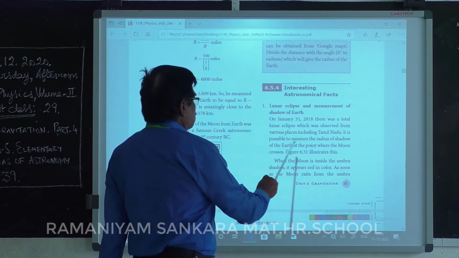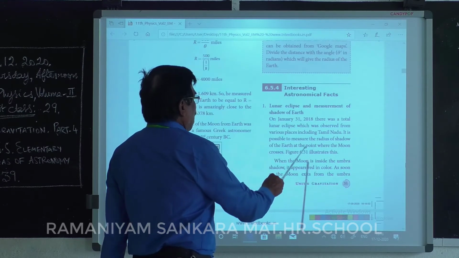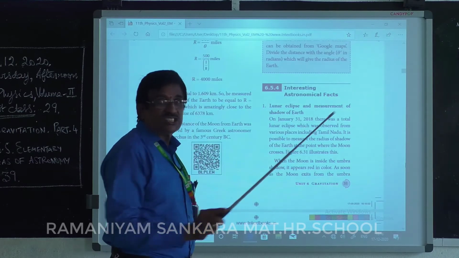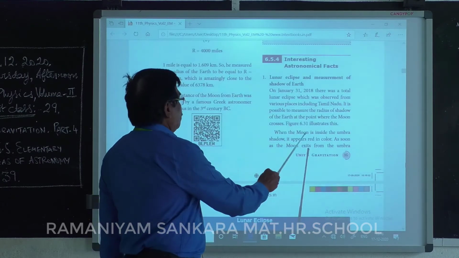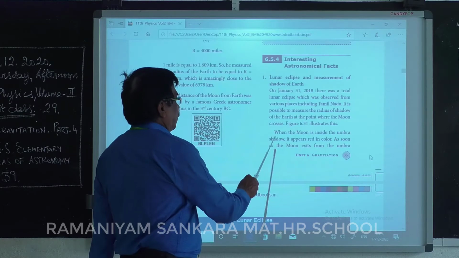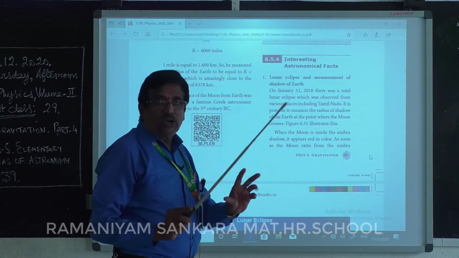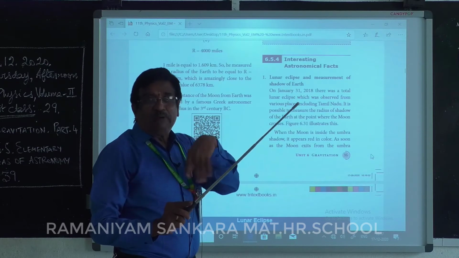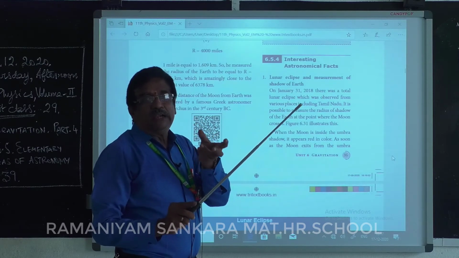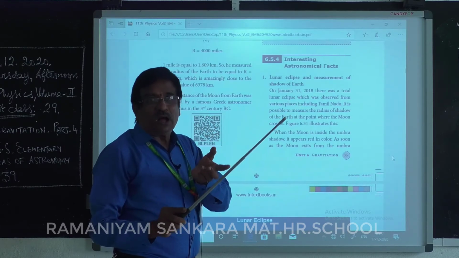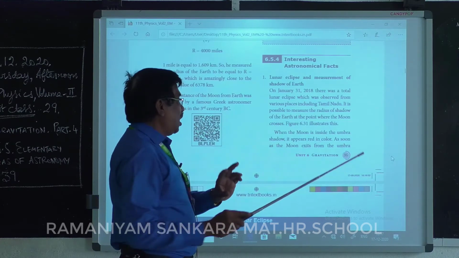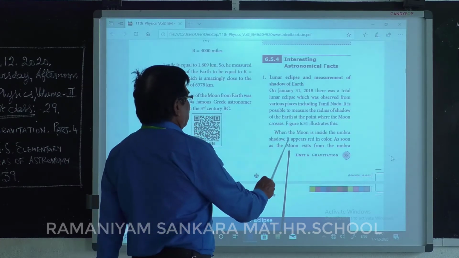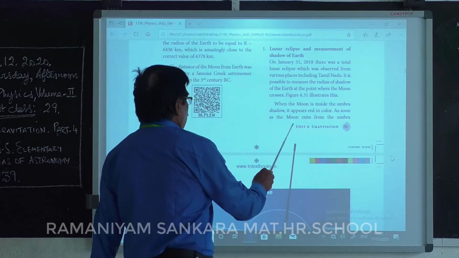It is possible to measure the radius of the shadow of the earth at the point where the moon crosses, when the moon is inside the umbra shadow. What is umbra? Very important, the main shadow. Penumbra is the secondary shadow. The primary shadow is called umbra and the secondary shadow is called penumbra. You know the difference. The umbra shadow appears red in color as soon as the moon exits.